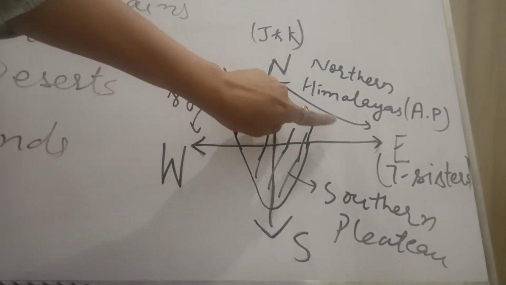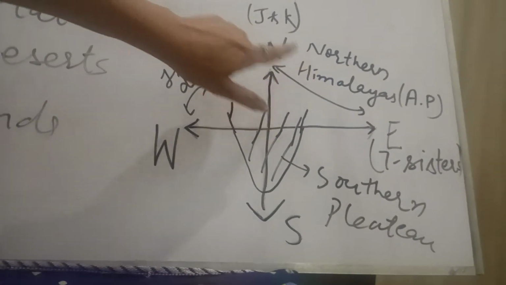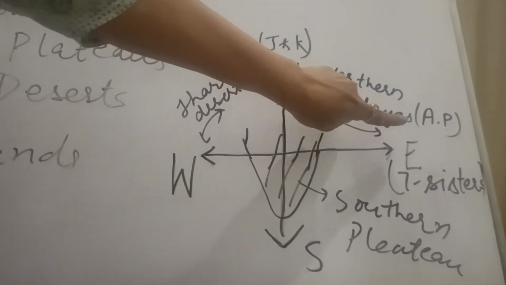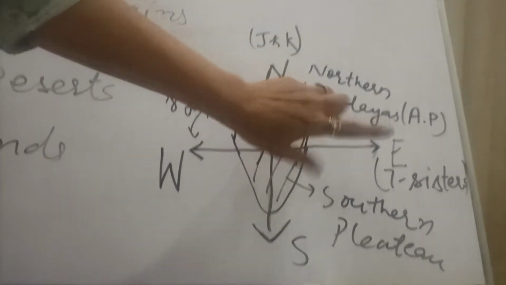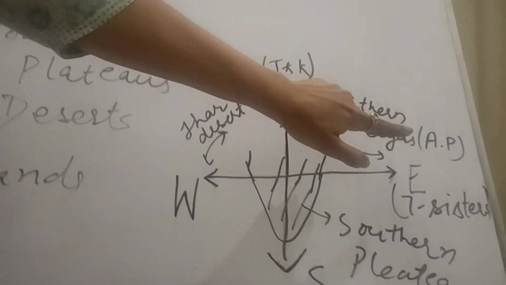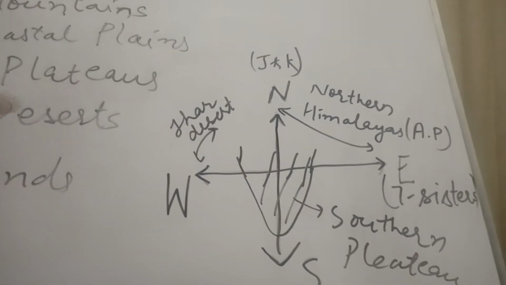The area stretches from Jammu and Kashmir to Arunachal Pradesh. Remember that Jammu and Kashmir to Arunachal Pradesh. This whole area forms the northern Himalayas. Now come to the map.